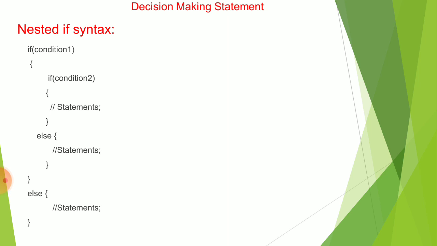The second type of if statement is nested if. In this statement, the if condition has another if else condition. Otherwise, the else part contains another if else condition.